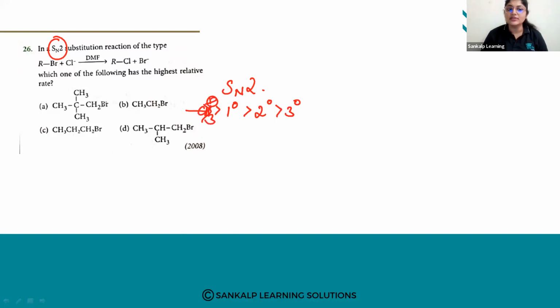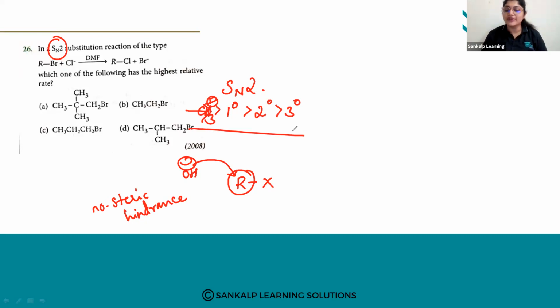Now you have to see the following options. You know that the attack of the nucleophile will take place from the rear carbon. So what are the things you have to see? See that across these alkyl groups there should not be much crowding, so that there is no steric hindrance. Because of that, this order of reactivity will be followed.